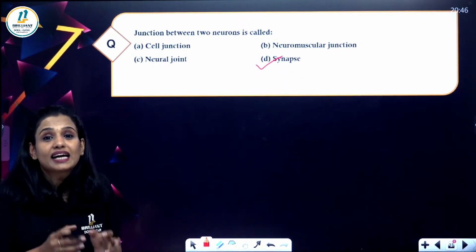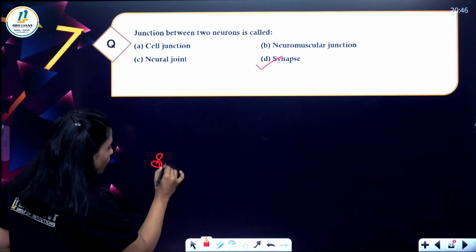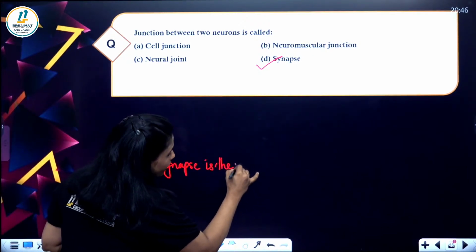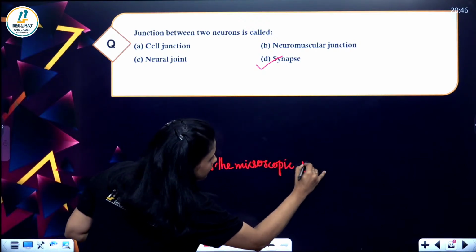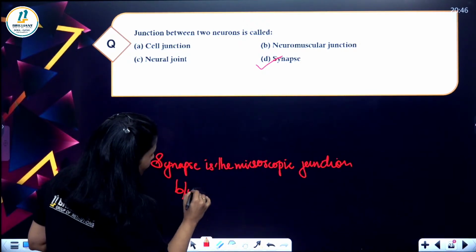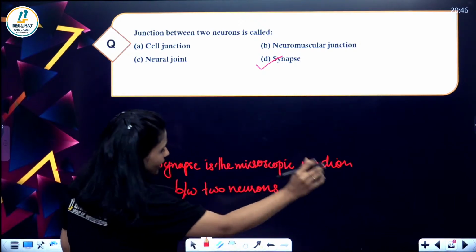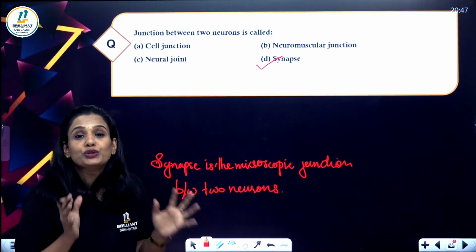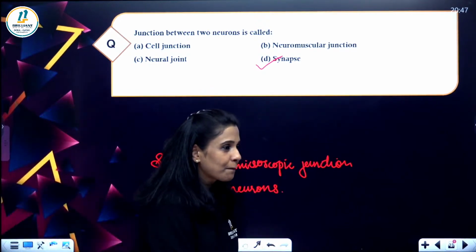Option D, synapse. Synapse is the microscopic junction between two neurons. So it is option D, synapse. Okay, very good.